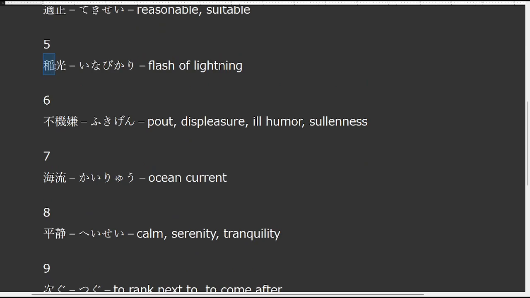Ina on the left side for a rice plant and hikari on the right side for light. So this is the light that resembles the stalk of a rice plant or kind of a lot of plants. A flash of lightning is the rice plant shaped light. I think that's what they mean by ina, a rice plant. Inabikari is the rice plant shaped streak of lightning.